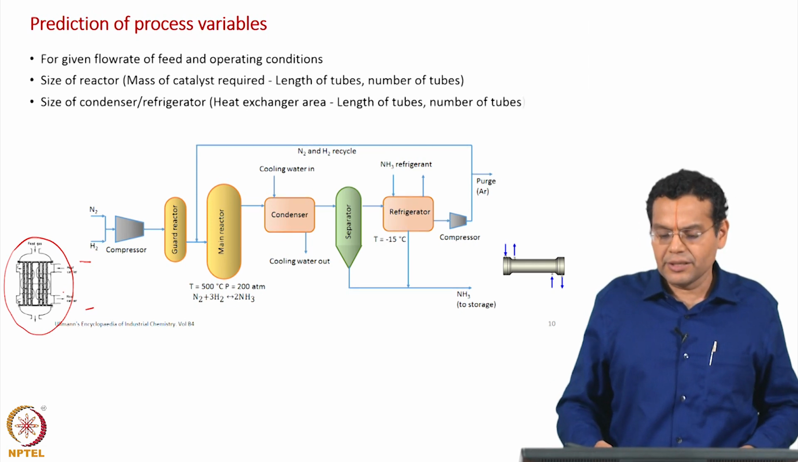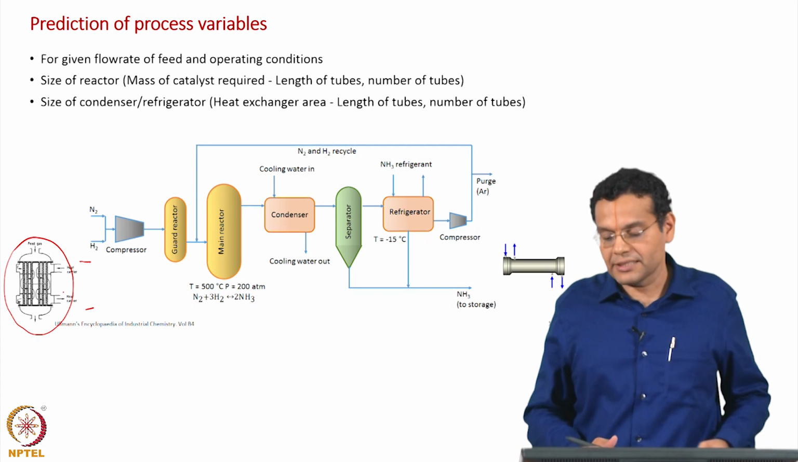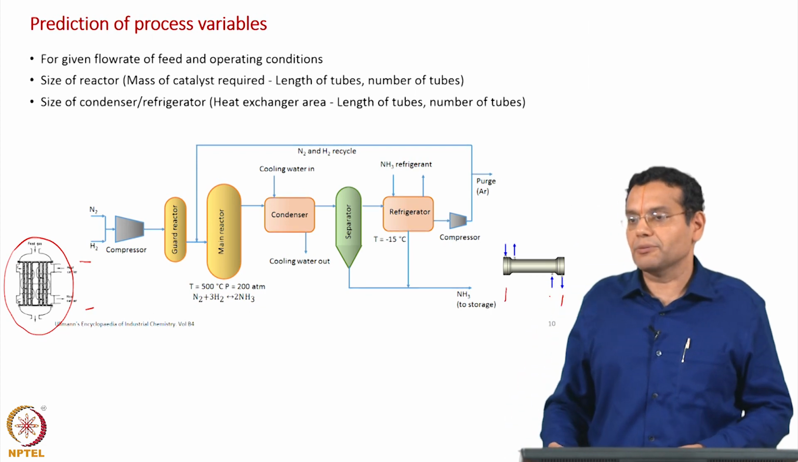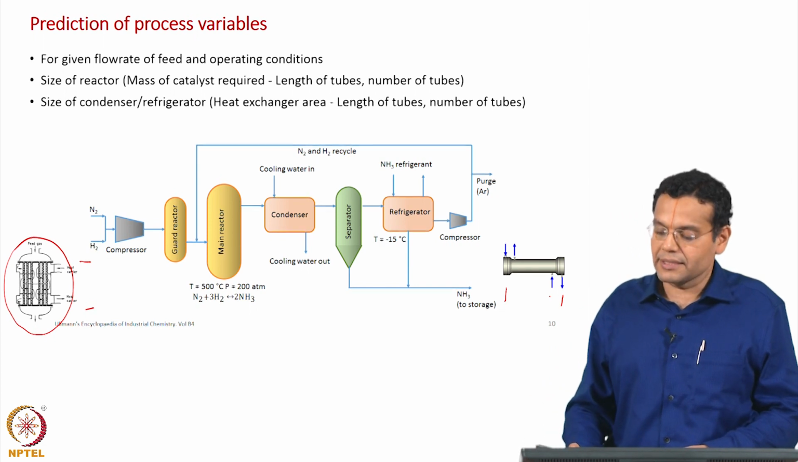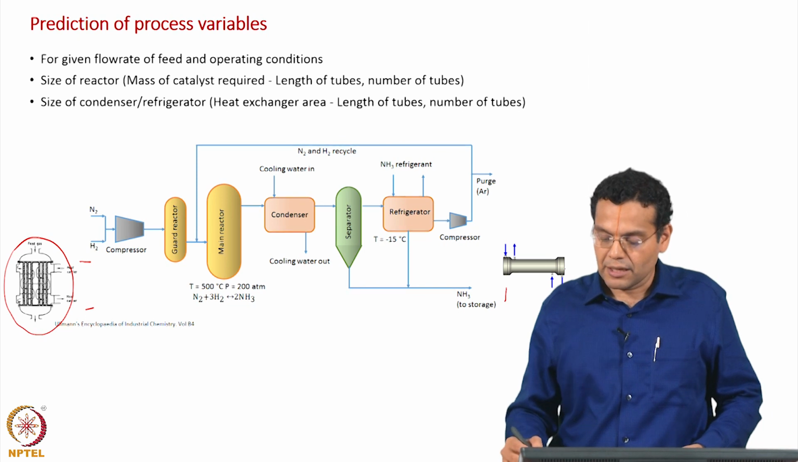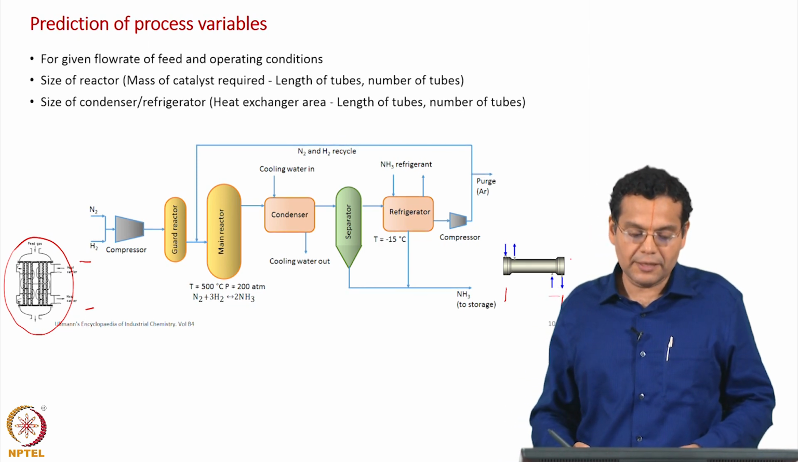Now, we also want to know the size of the condenser and the refrigerator, which are heat exchangers. So, what do I mean by size of heat exchanger? I mean the length of the tubes, let us say a multi-tubular shell and tube heat exchanger. Then I need to know the length of the tubes and also the number of tubes in the heat exchanger.